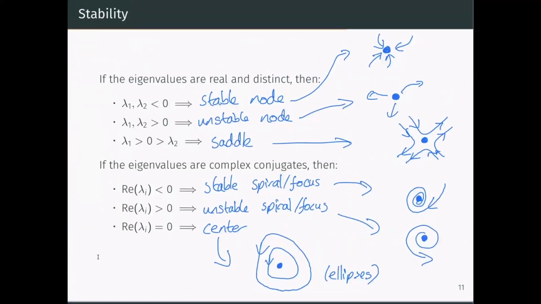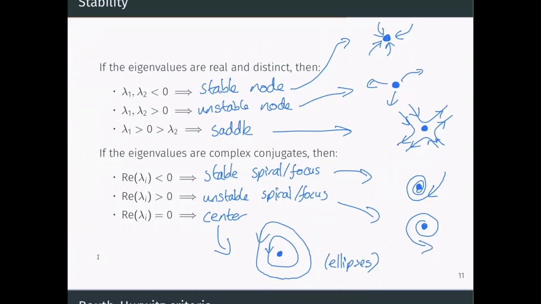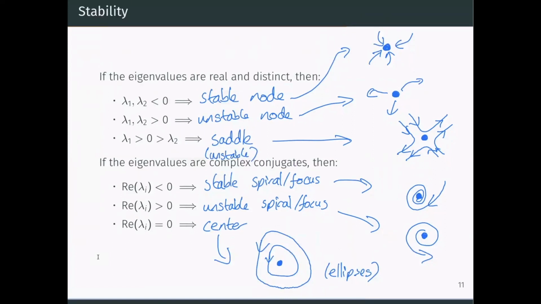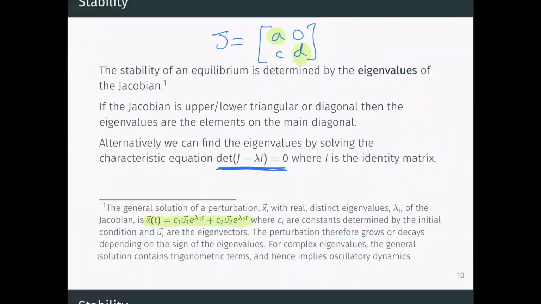Essentially, if we have real eigenvalues, then we don't get any oscillations. In these cases here, we have stable or unstable nodes, or a saddle, which is also unstable. Just to make sure it's clear that a saddle is unstable. And if we have complex eigenvalues, then we have some sort of oscillation. So things are either spiraling in, spiraling out, or going around in an orbit that never grows nor decays. Okay, so we can find our eigenvalues by looking at our Jacobian matrix.